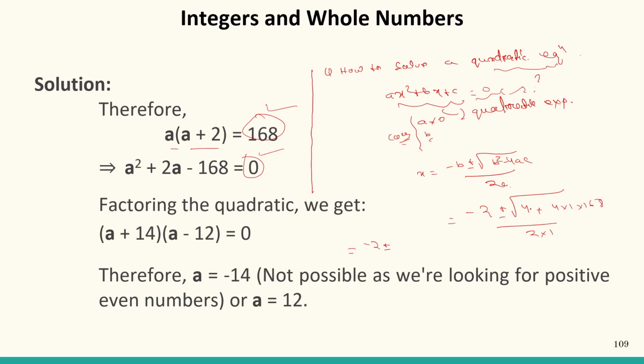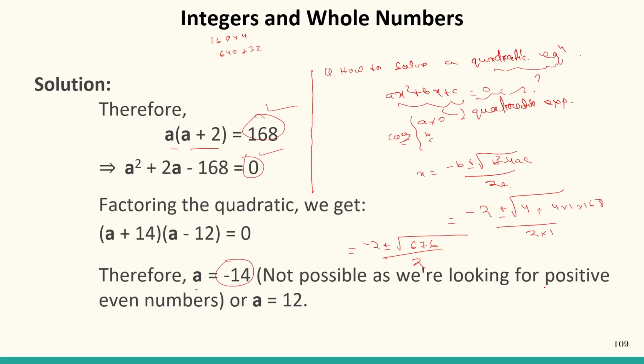Inside the square root, we have 4 plus 168 into 4. So let's see what 168 into 4 is. It will be 160 into 4, that is 640, plus 8 into 4 is 32. So 672. So it will be root of 676, whole divided by 2. So these are the 2 roots: one root will be minus 14 and one root will be 12. So a is equal to minus 14 is not possible.